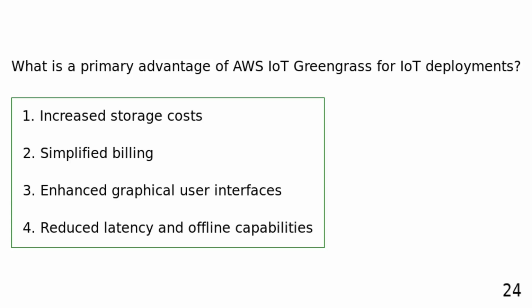What is a primary advantage of AWS IoT Greengrass for IoT deployments? Increased storage costs. Simplified billing. Enhanced graphical user interfaces. Reduced latency and offline capabilities.